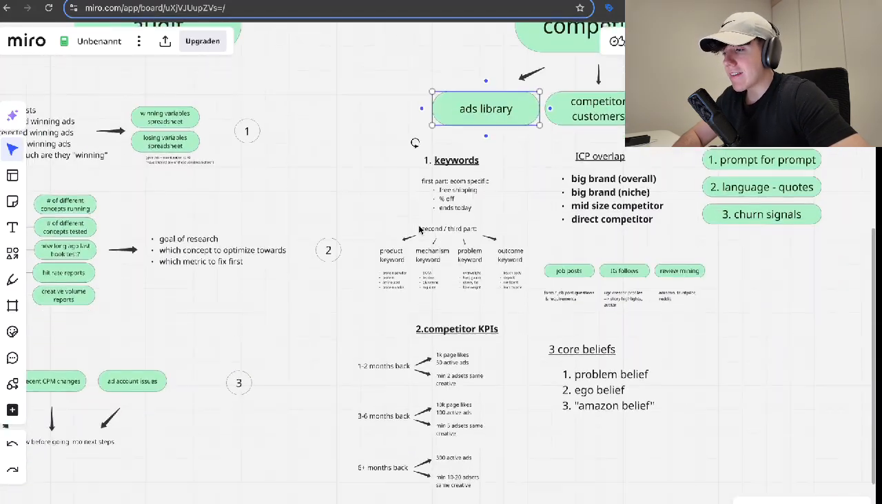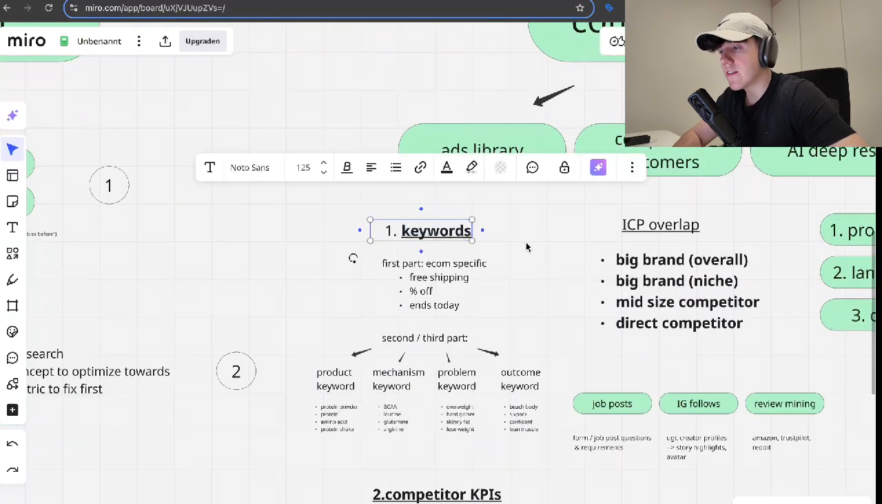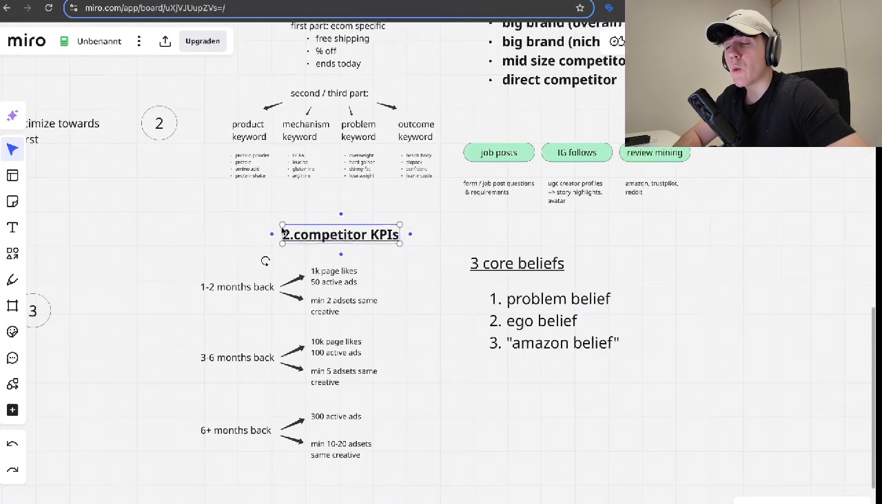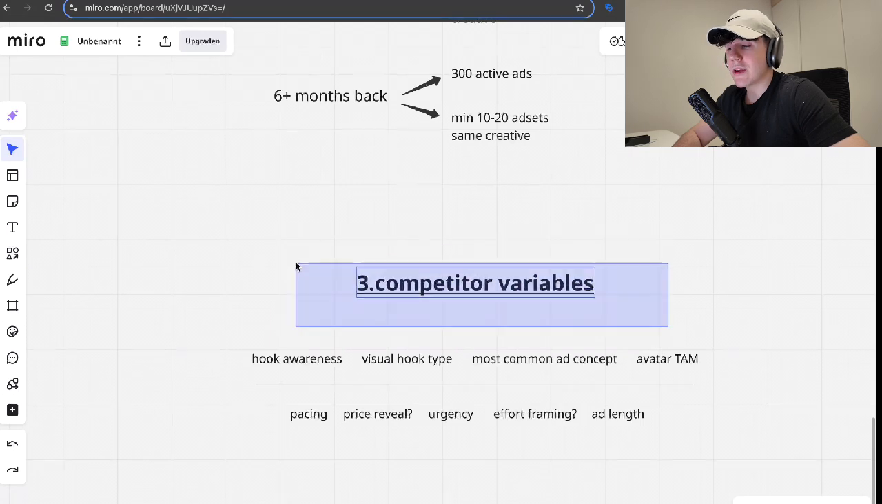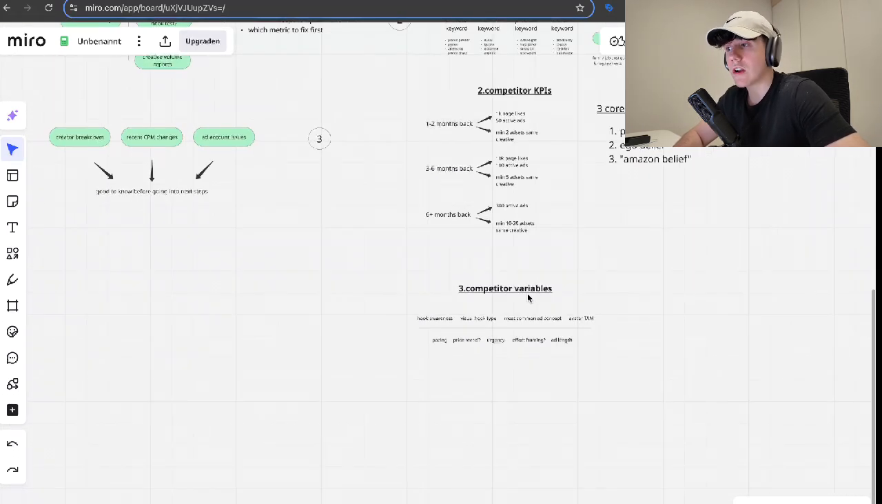When it comes to the ads library research, we want to find out 3 different things. First of all, which keywords do we look for? Second of all, which KPIs do we look for when it comes to competitors, and when do we take them seriously? And third of all, what variables can we look at from these competitors, what can we learn from them, and what do we track, what don't we track?